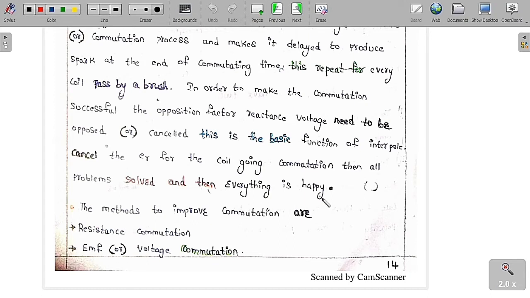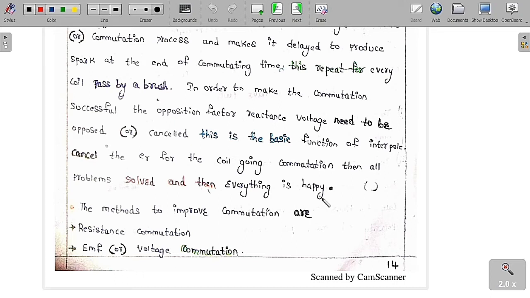If it does not happen, then definitely we can say commutation is a failure. If the current changes within Tc, the commutation time, while the coil is short circuited, then the commutation is successful. If it does not happen, it is said to be commutation failure. So if the current reverses completely within the commutating time, then commutation is successful. Otherwise, it is a delayed commutation or nonlinear commutation, which means commutation is a failure.